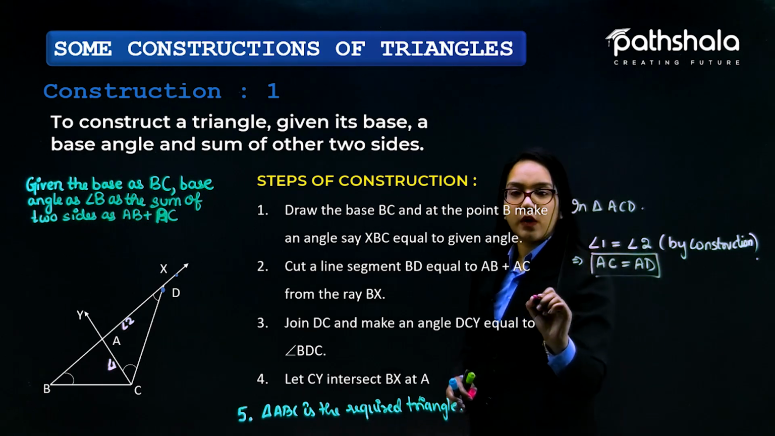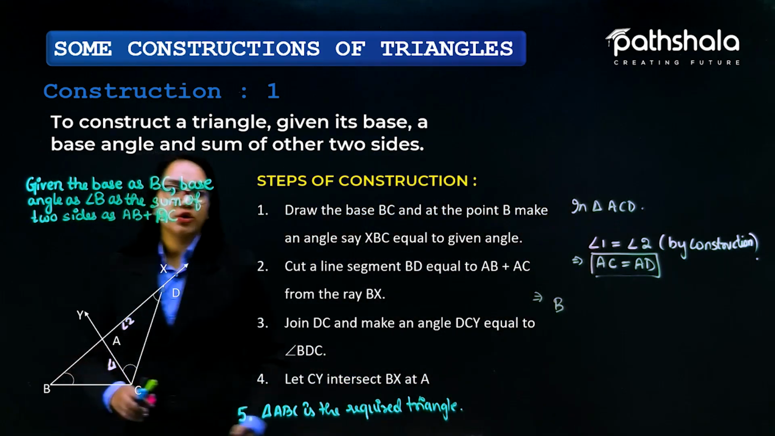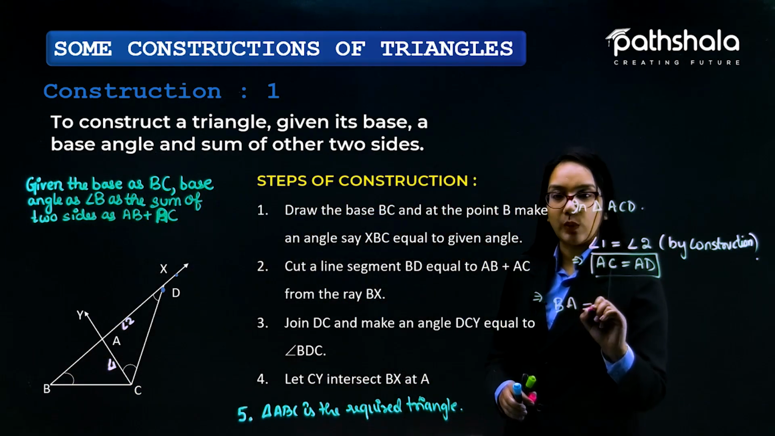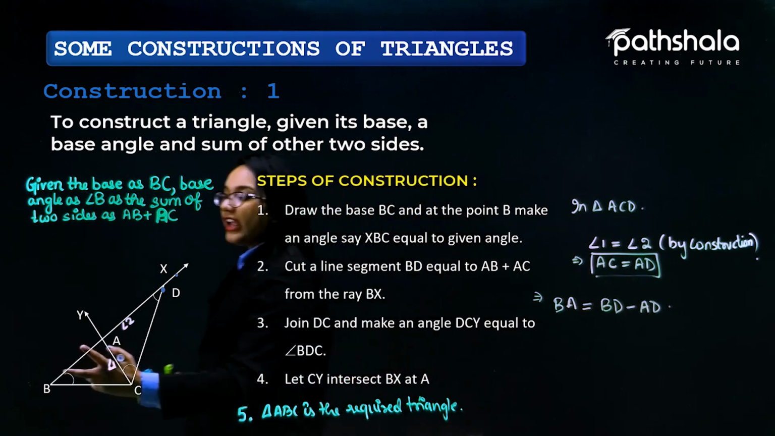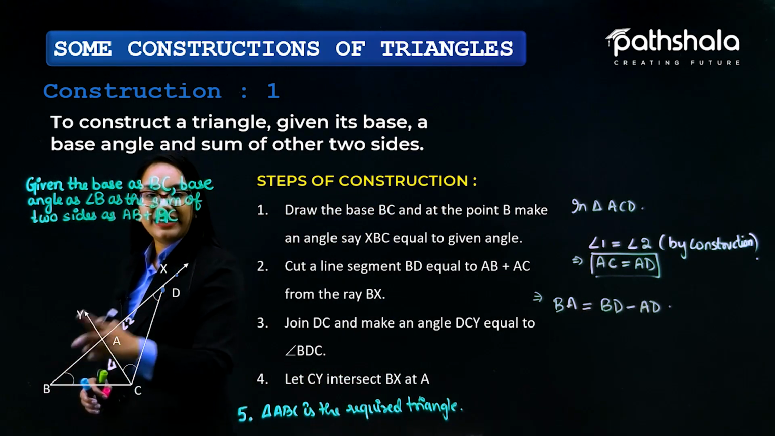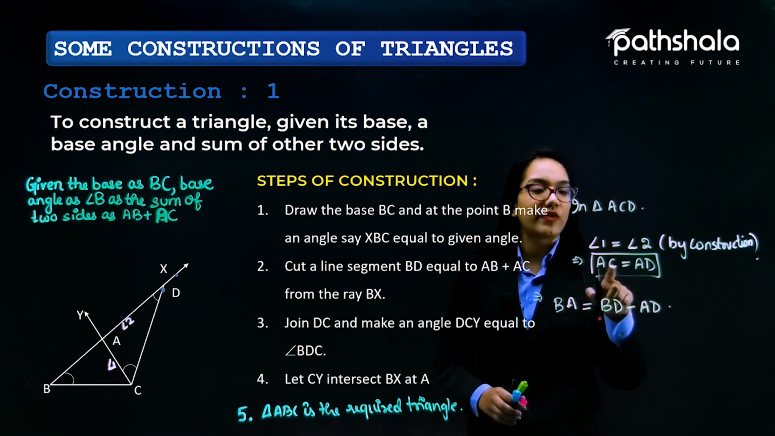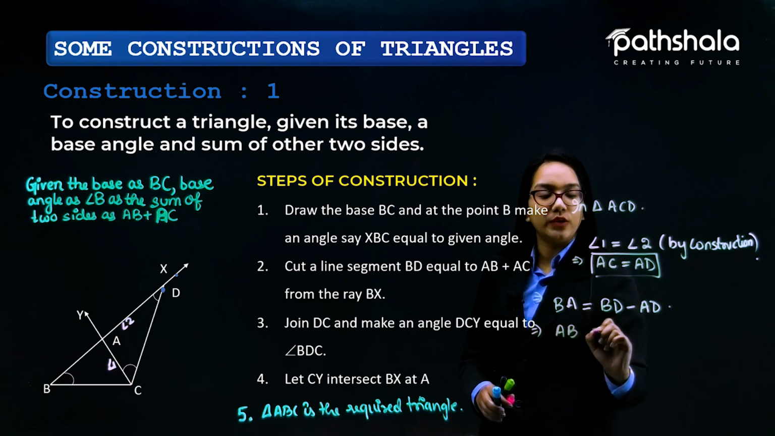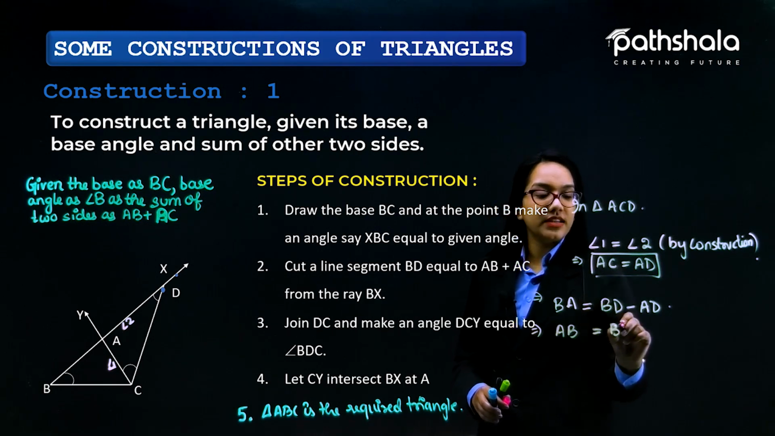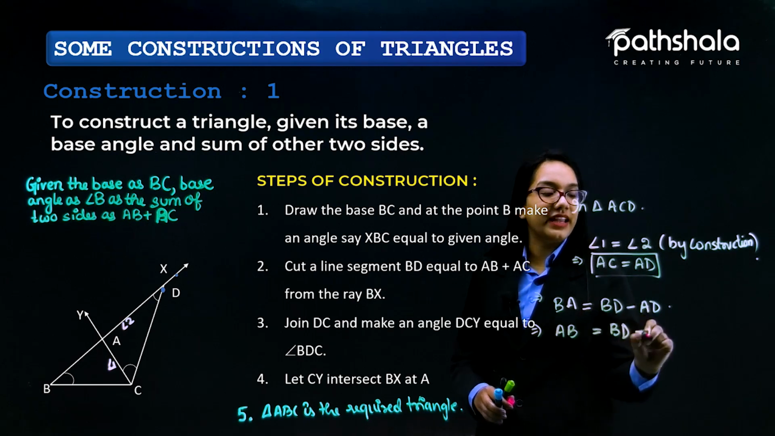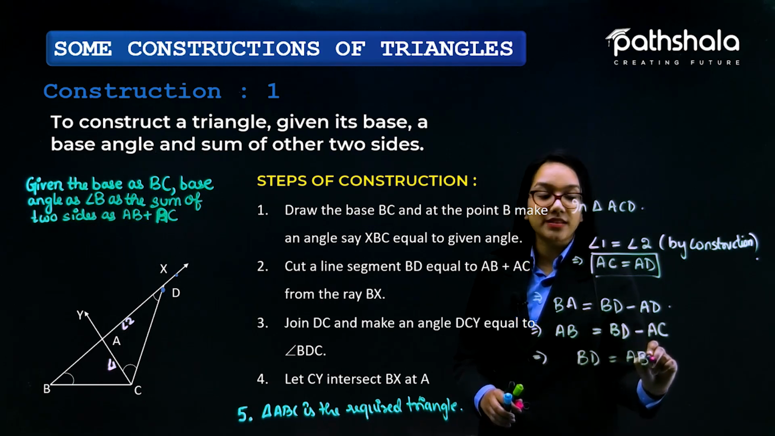Now let us suppose I'm taking BD, I can write BA first of all. Let us talk about this BA. We can write BA as BD minus AD, and further we know that AD is equivalent to AC. It means that we can write AB is equal to BD as it is, minus AD. In place of AD we can write AC, which implies that BD is equal to AB plus AC.